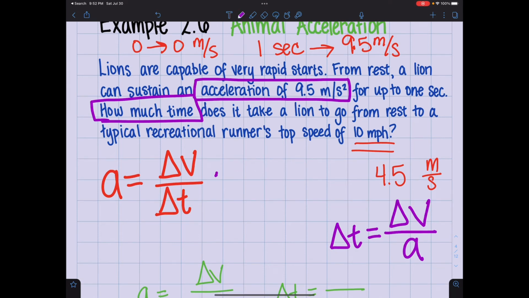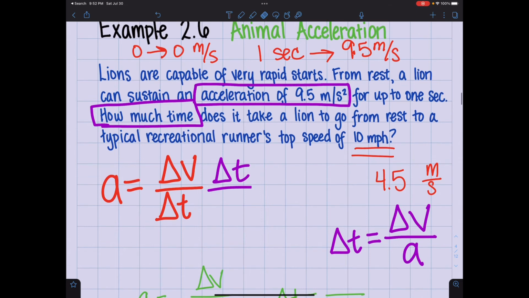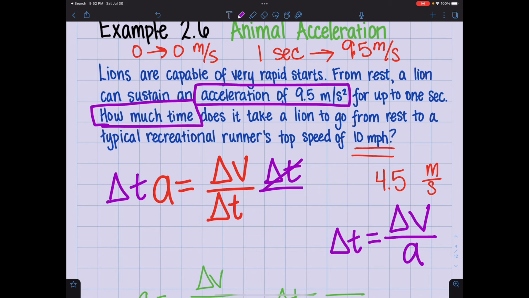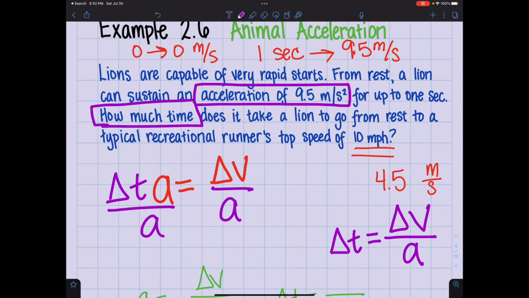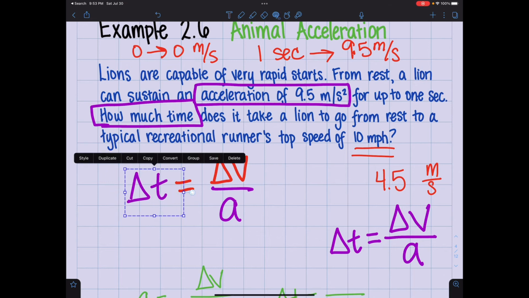I'm going to multiply both sides of this equation by change in time. This cancels out, so I can just erase that. Then I divide both sides of the equation by acceleration. This cancels out, so I can just erase that. And there you go. So let's plug in the numbers and solve this puppy.